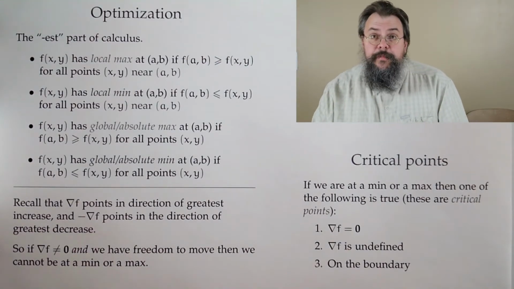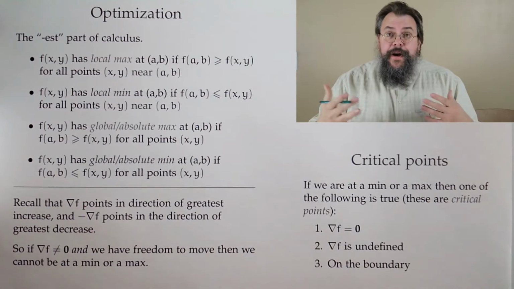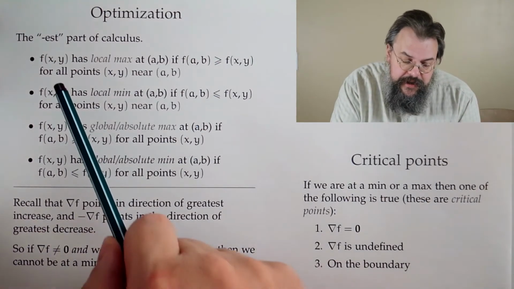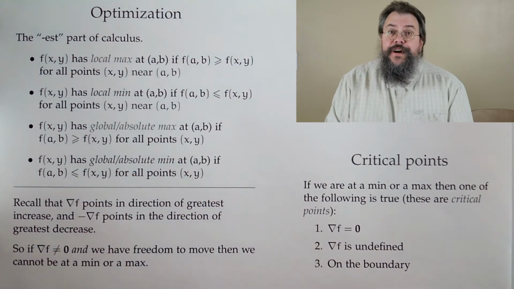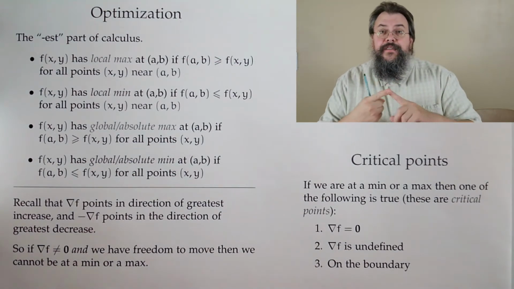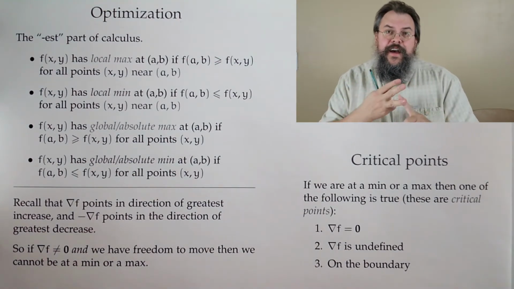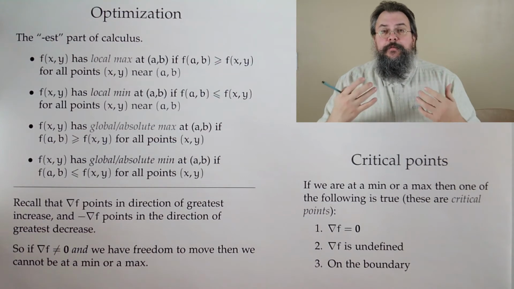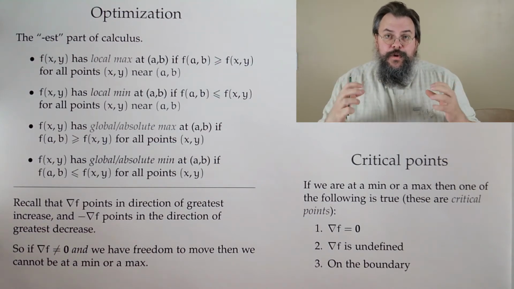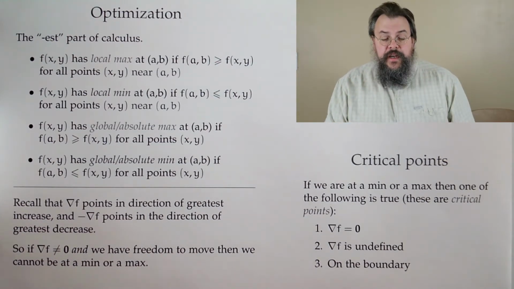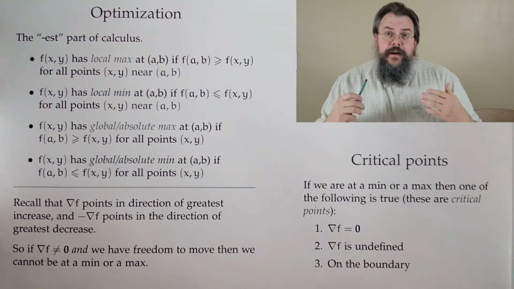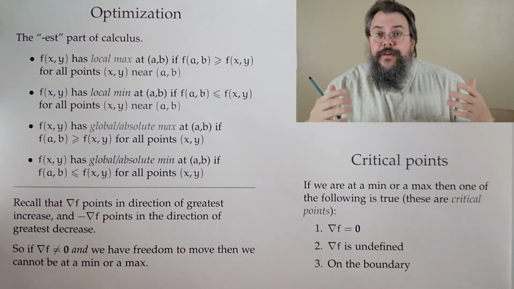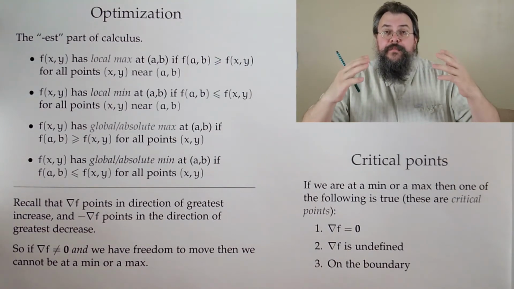So, we need to start by understanding what we mean by optimization. I like to call it the "est" part of calculus. Biggest, smallest, fastest. Anytime you could phrase something with an "est" word, that's really an optimization. Really, the idea, or if you like the goal, is to make things as big as possible or as small as possible.